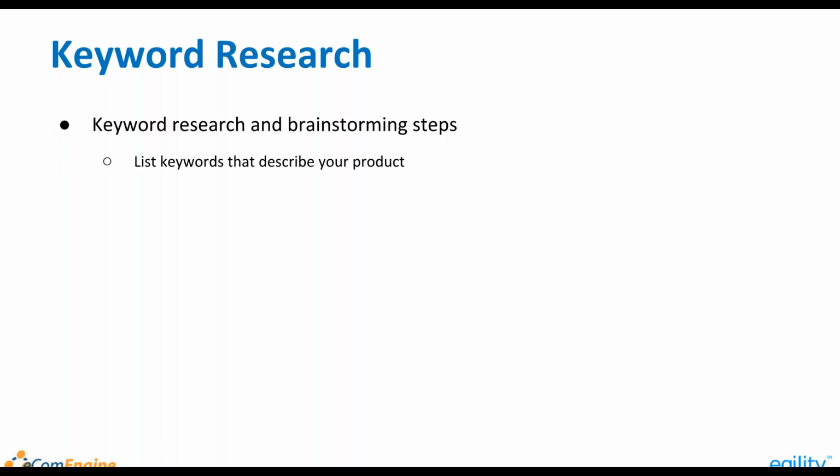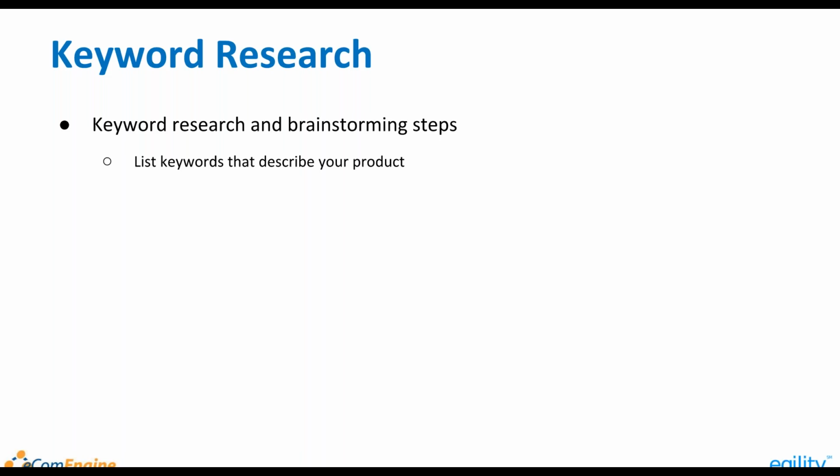The first step is really to sit down and look at your product and describe what it is. So we'll go back to the earbuds as an example. If I sell earbuds, I could probably call it earbuds, headphones, wireless earbuds, wireless headset, Bluetooth. List all those features that describe your product. That's going to be your core set of keywords.